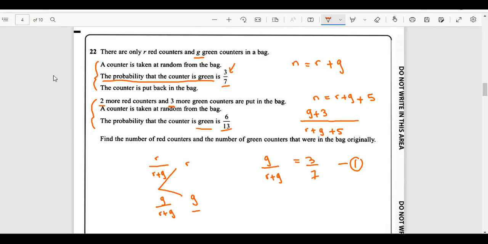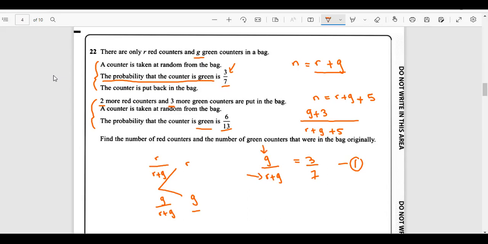Right, so I assume by now you would have understood the question. Now I'll tell you again. For the first part, it said the bag contains R red counters and G green counters, and the probability that the counter is green is 3 by 7. This is the numerical value of the probability, and what would be the value in terms of R and G? We would have in total R plus G counters, so in the denominator I would have R plus G, and in the numerator I would have G only.